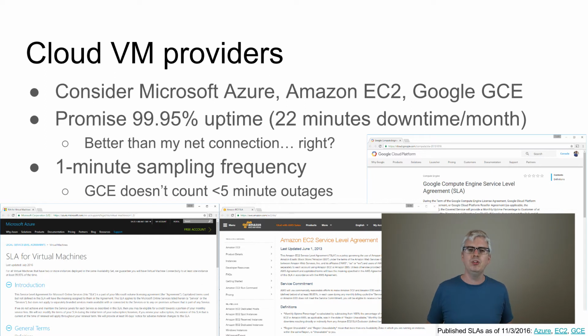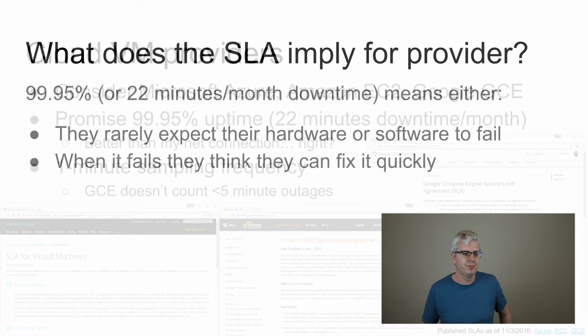Same with what they count as an outage. If you look at Compute Engine, an outage has to be at least 5 minutes long before they even count it as an outage. Okay, so it doesn't sound quite as good, but still, 22 minutes a month? That's more impressive than I can do on my home computer.